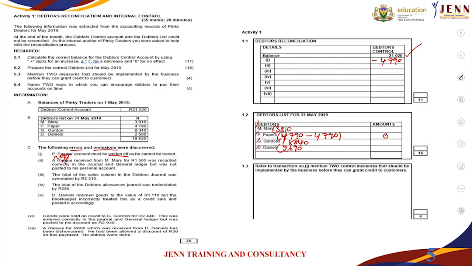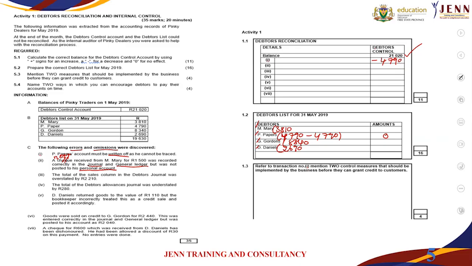And then let me read the transaction so that we can now start to correct it. It says an EFT received from Mary for 1.5 was recorded correctly in the journal as well as the general ledger. I'm reminding you of something once I underline journal as well as the general ledger, meaning that information has been recorded somewhere, but was not posted to his personal account. Any school, where will we take this transaction, on both of them, or debtors control or debtors list?